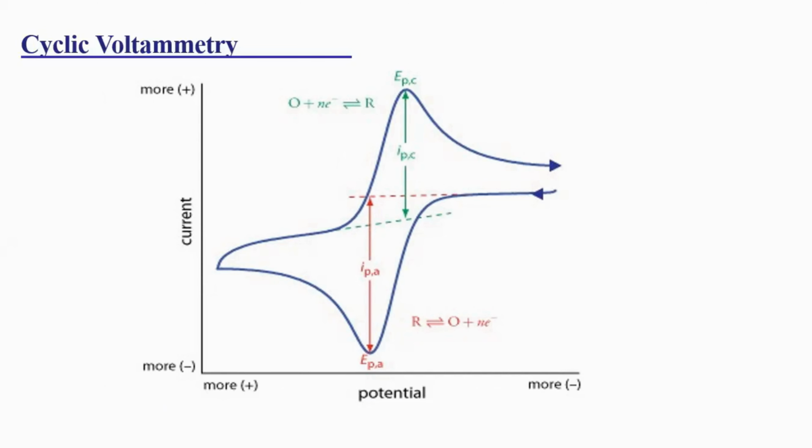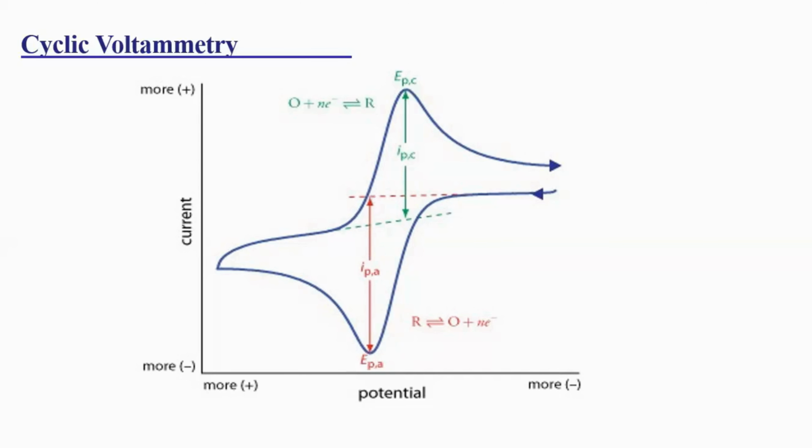So here what we have done, we have swept the potential from negative to positive. This is the initial potential, this is the final potential, and again we come back to the initial potential. When we sweep the potential towards the positive direction, we can see the anodic peak current, and this is the anodic peak potential. So when we reverse the sweep, what happens? We can see the cathodic peak current and cathodic peak potential. So this is a typical cyclic voltammogram.